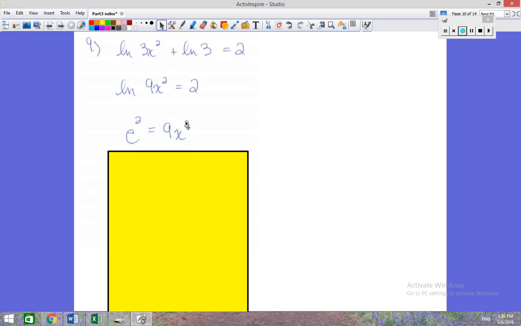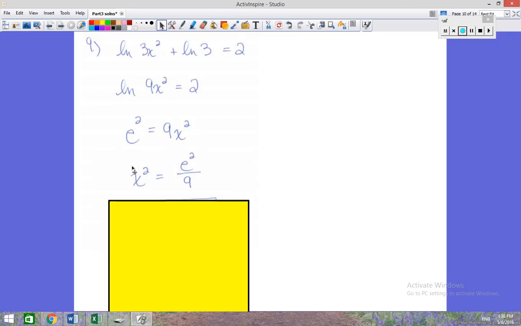I need to get the x squared by itself so that I can take the square root of both sides. The inverse of multiplying by 9 is to divide by 9. If I divide both sides, and here I wrote the x squared on the left, I divided by 9, and 9 divided by 9 was 1, so I just had 1x squared. And over here I had e squared over 9, but I wrote it on the right-hand side. Don't let that bother you. To get rid of this square, we take the square root of each side.